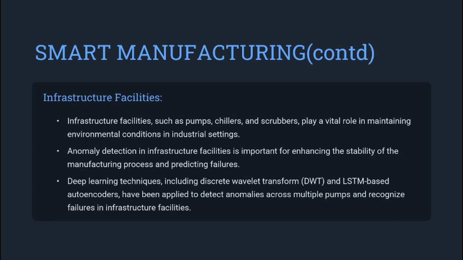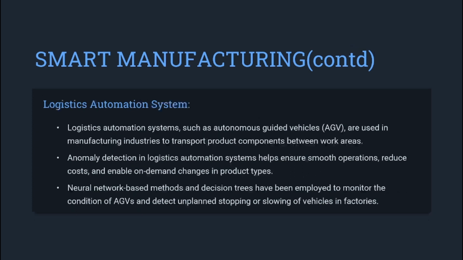The next domain that we can use is infrastructure facilities. Infrastructure facilities such as pumps, chillers, and scrubbers play a vital role in maintaining environmental conditions in industrial settings. Anomaly detection in infrastructure facilities is important for enhancing the stability of the manufacturing process and predicting failures. Deep learning techniques, including discrete wavelet transform (DWT) and LSTM-based autoencoders, have been applied to detect anomalies across multiple pumps and recognize failures in infrastructure facilities.